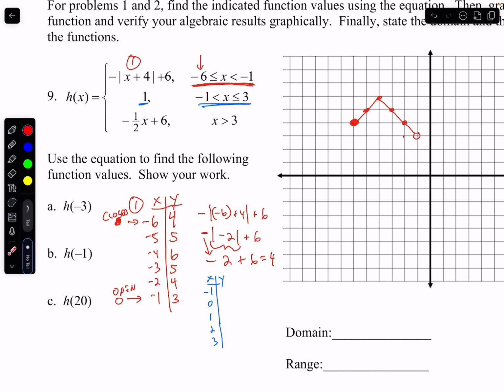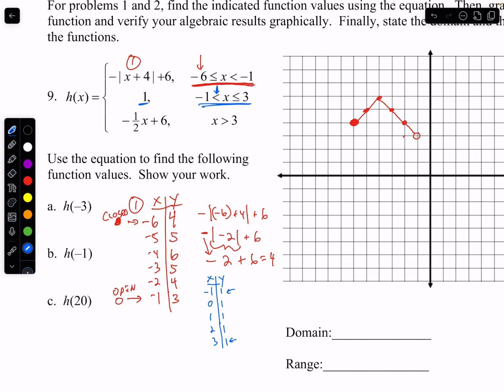Now we're going to take and plug these x values into this equation. Well, if there's no x to plug it into, that's a constant function. That means the y value is just always 1, no matter what x you plug in. So we've got 1, 1, 1, 1, 1. So that's easy. Now we got to check these endpoints. Do I include or not include?